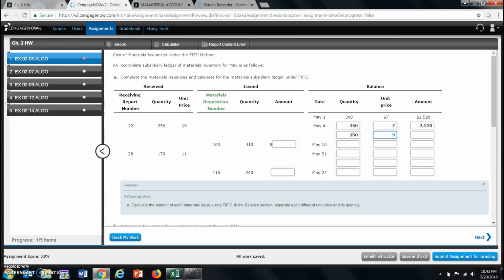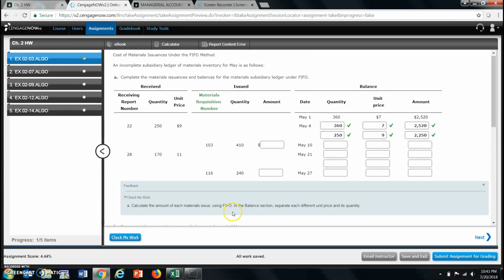And I have just added to my inventory 250 units. I paid $9 for each of these units. Because I have a different purchase price, I am creating a different layer or bucket. Okay? And this brings us to 2250, I believe. Okay? If we check my work, that's correct.